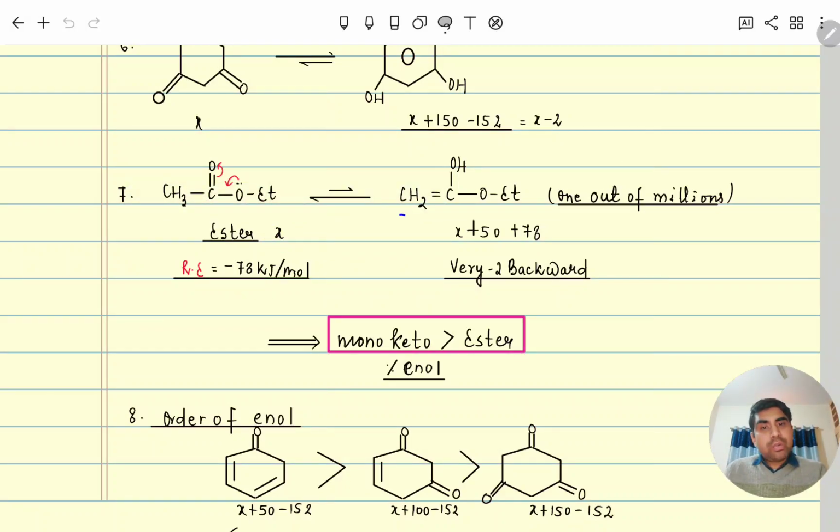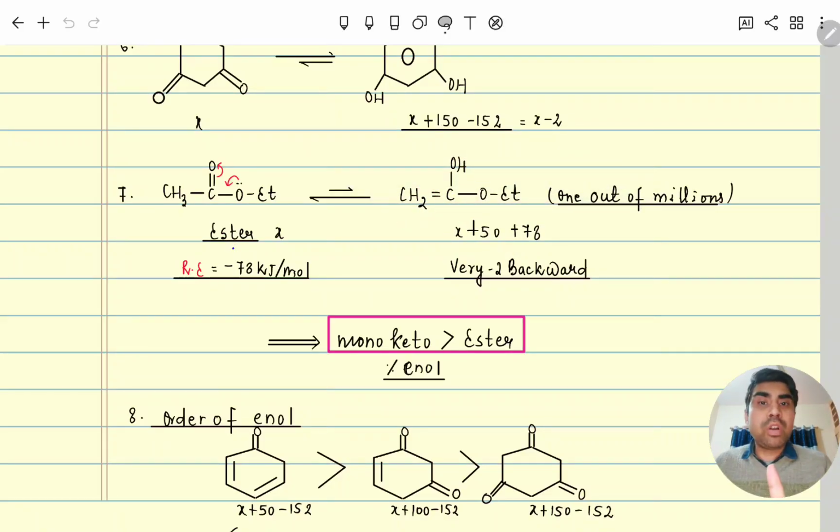Since here we are doing enol, for one enol it will be X plus 50, and here its resonance is also disturbed. Now you can see it will not do resonance. It cannot do resonance: lone pair, single bond, single bond. So overall, how much energy was released here? Minus 78, which means the energy increased by 78. Overall, you can see energy increased, which means its stability decreased.